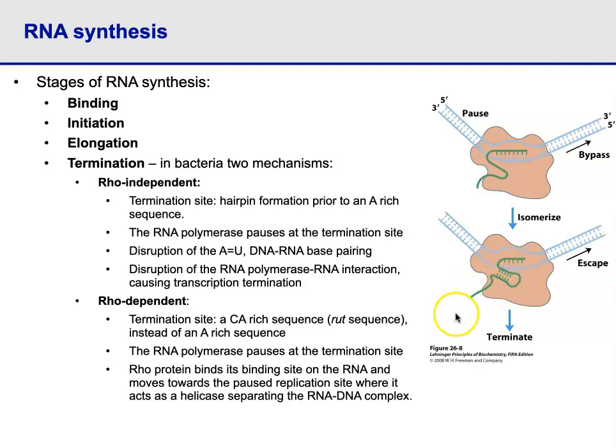part of the transcript that is somewhat close to the C and A rich sequence has a binding site for a protein known as the Rho protein. The Rho protein then will bind the transcript, and it will start migrating towards the paused transcription site. And when it reaches it, it will act as a helicase, splitting the DNA-RNA hybrid and releasing the RNA from the transcription site. And with that, termination is achieved.